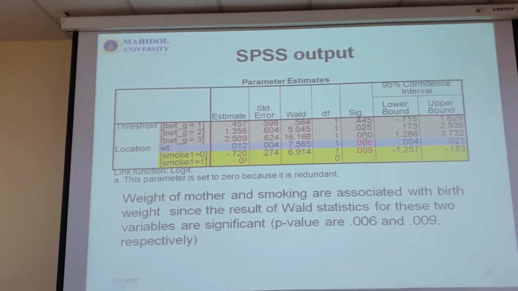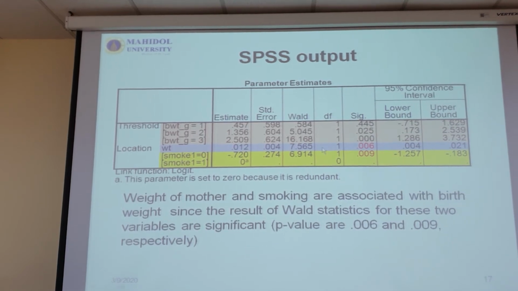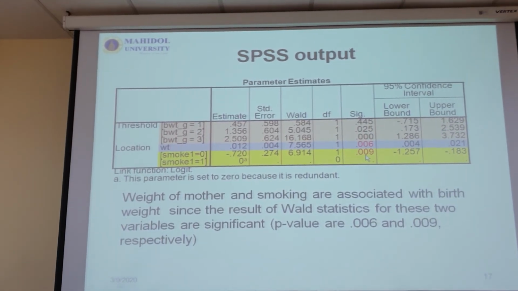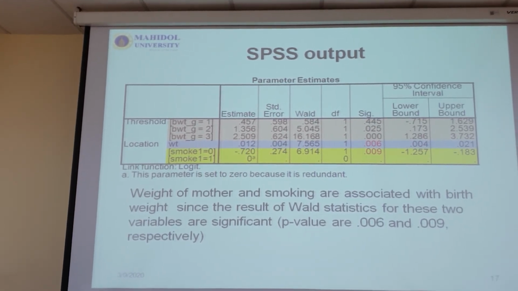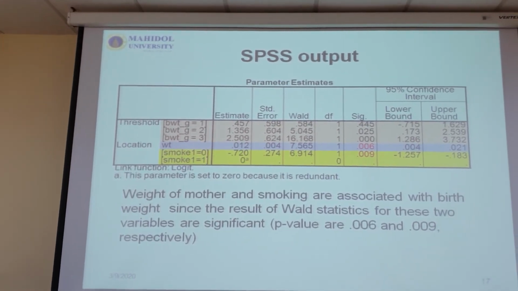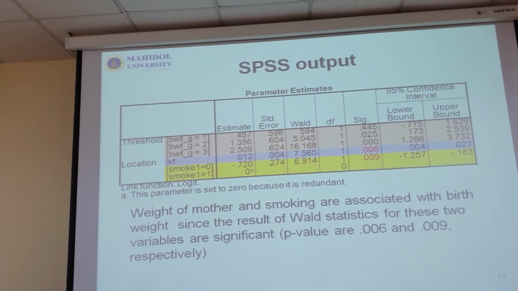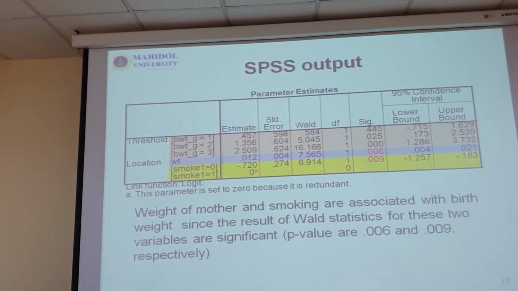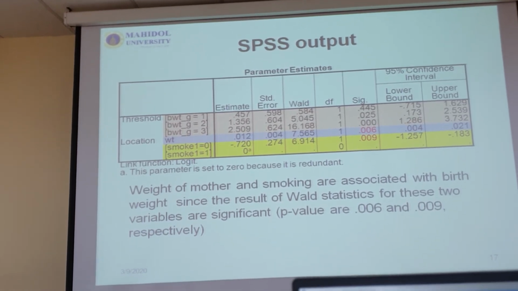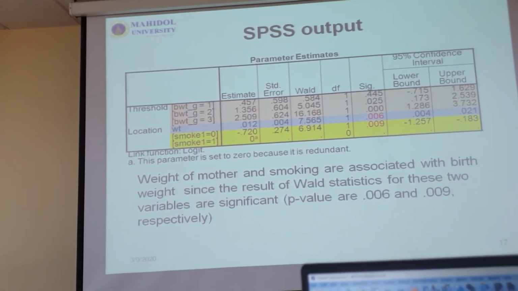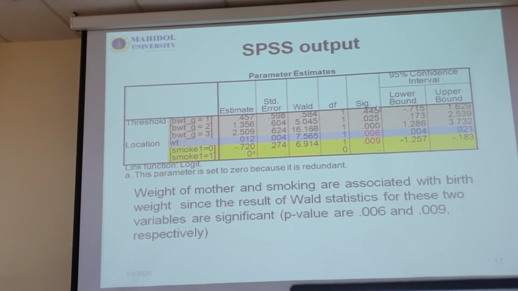Okay, here for the Wald test, the p-value for the weight is significant, right? 0.006 and smoke 0.009. So this means that weight is significant. Smoke status is also significant. So whether mother's weight and smoking are associated with birth weight. Since the result of the Wald test shows a significant result, the p-value is less than 0.05.